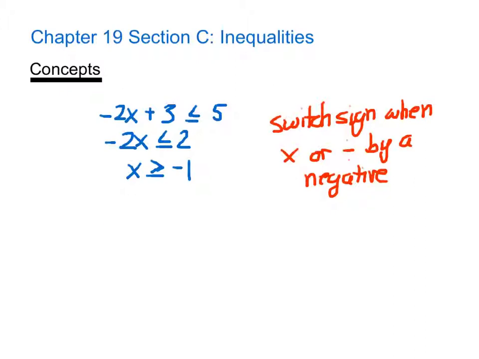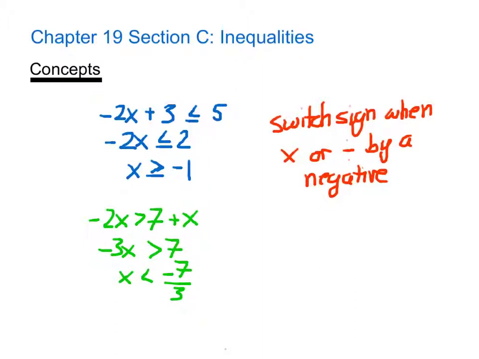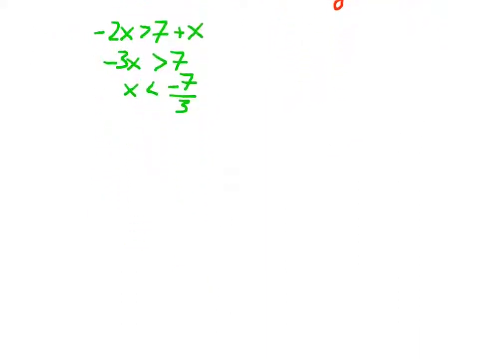Let's take a look at another example. Let's say we have -2x is greater than 7 plus x, and we want to solve this inequality for x. So the first step is to subtract an x from both sides, which means that we get -3x is greater than 7. Now I don't switch the sign when I subtract by -3, only when I multiply or divide. So now I'm going to divide by -3, which means that I do switch the sign, and I'm left with x is less than -7/3. Let's take a look at one more example.